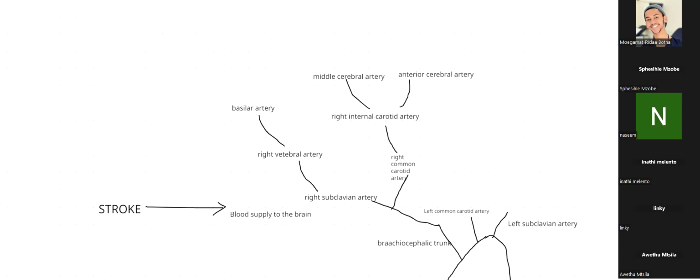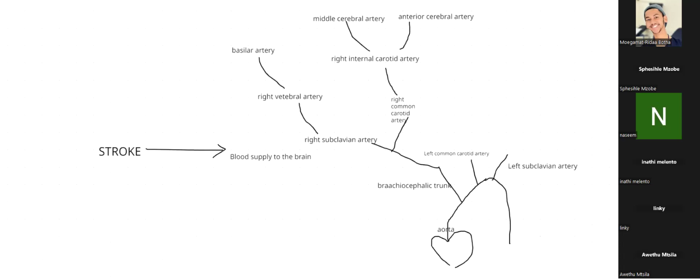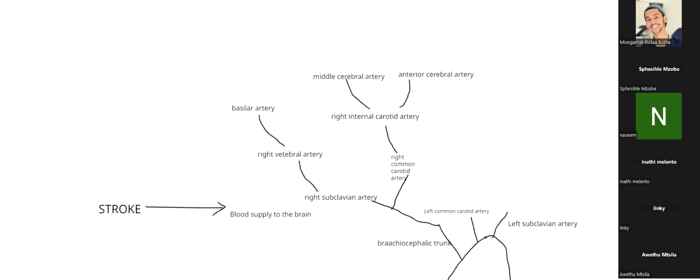Your brachiocephalic trunk, left common carotid artery, and your left subclavian artery. The brachiocephalic trunk branches into your right subclavian artery and your right common carotid artery. The right common carotid artery, one of the important branches is your right internal carotid artery, which gives rise to your middle cerebral artery and your anterior cerebral artery. Your right subclavian artery gives rise to your right vertebral artery, which gives rise to your basilar artery.